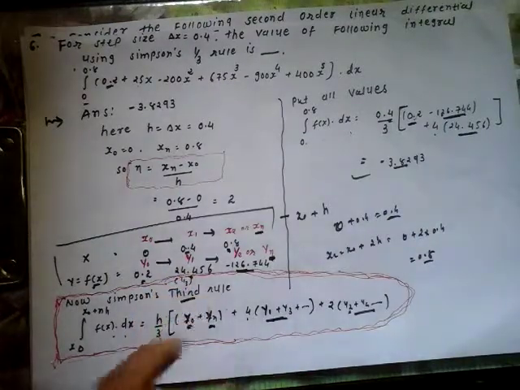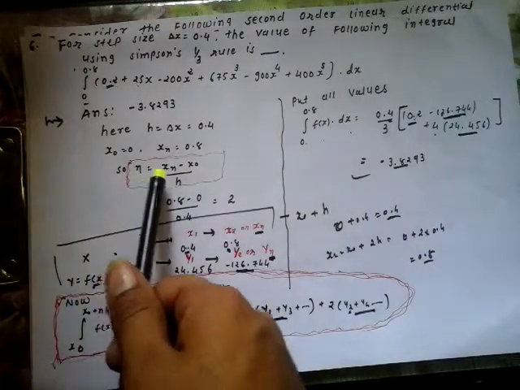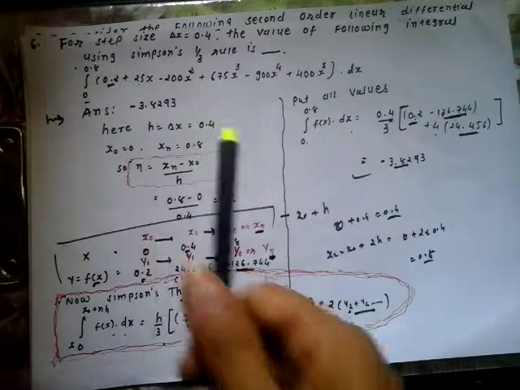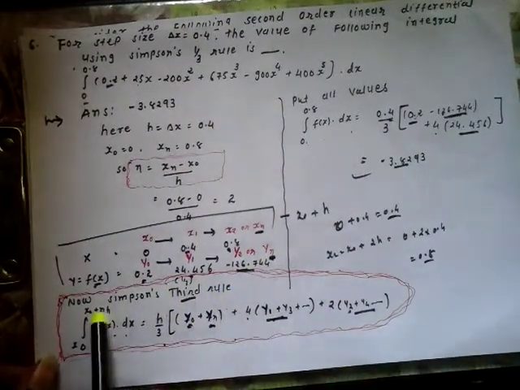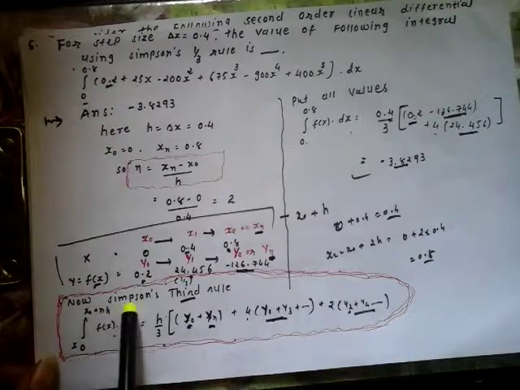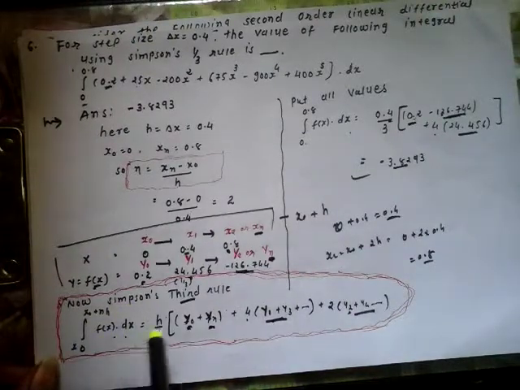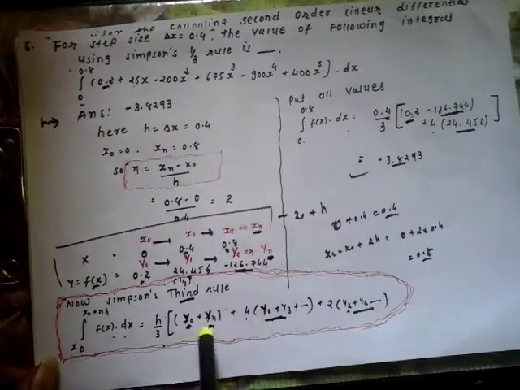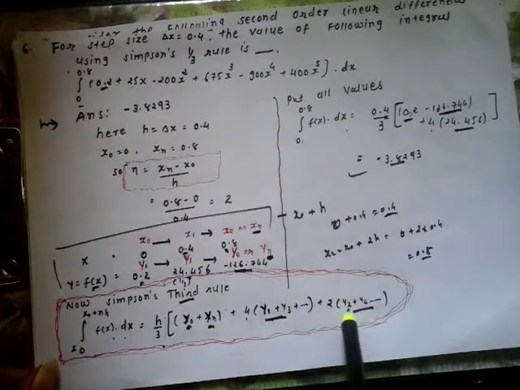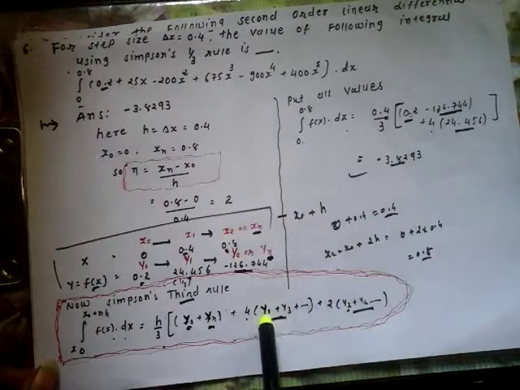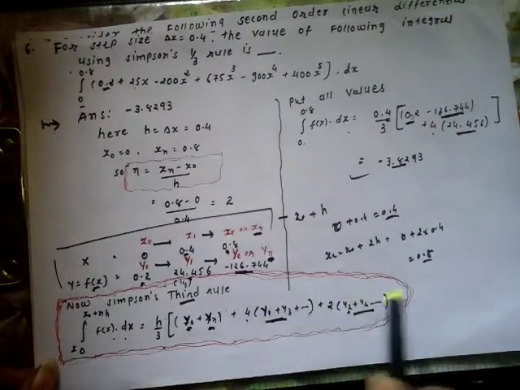Got it? You have to only keep in mind that n is equal to xn minus x0 by h, and this Simpson 1/3 rule formula: the integration from x0 to x0 plus nh of f of x dx is equal to h by 3 times y0 plus yn plus 4 times y1, y3, y5 and so on, plus 2 times y2, y4, y6. Here y1, 3, 5 and here 2, 4, 6. Got it?